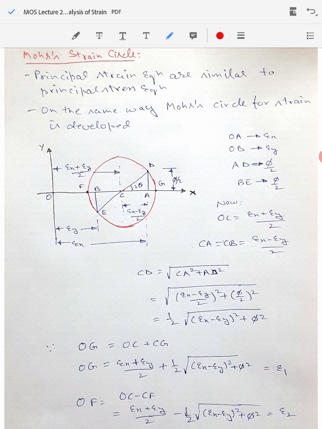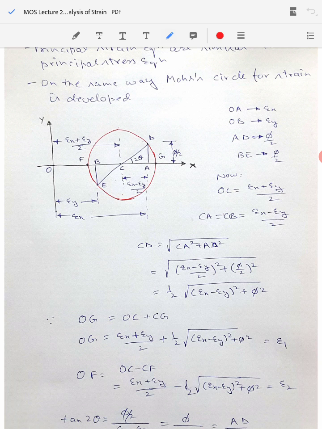Now if you look at the triangle CAD, this is the triangle I am talking about, CD will be equal to the square root of CA squared plus AD squared. Now CA is equal to (epsilon x minus epsilon y) by 2, so we substitute that here. AD is nothing but phi by 2 that we have taken, half of the shear strain. So that gives me the value of CD as half of the square root of (epsilon x minus epsilon y) whole squared plus phi squared. So that is the radius of the circle. Because it is the radius of the circle, CD will be equal to CG, and it will also be equal to CF. So from this we can define the value of OG as OC plus CG.